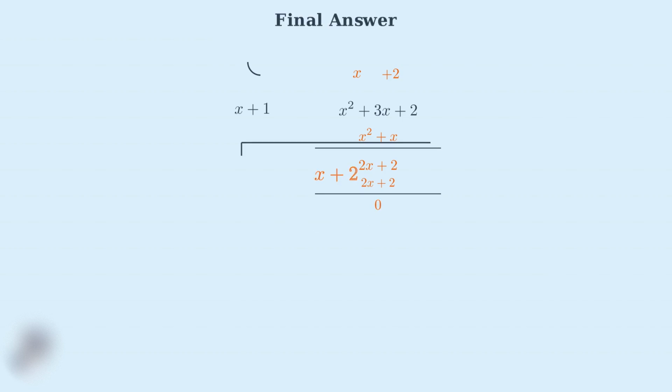Therefore, when we divide x squared plus 3x plus 2 by x plus 1, we get a quotient of x plus 2 with a remainder of 0. We can verify this by writing our division as x squared plus 3x plus 2 equals x plus 1 times x plus 2 plus 0. Since our remainder is 0, this means that x plus 1 divides evenly into x squared plus 3x plus 2, and x plus 1 is actually a factor of the original polynomial.